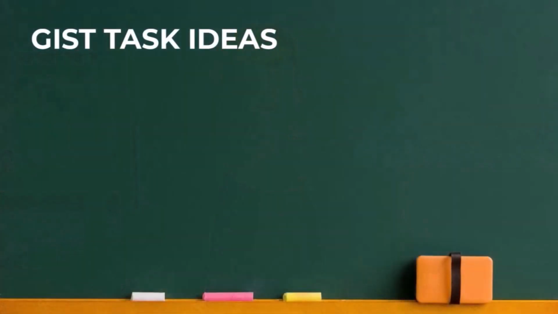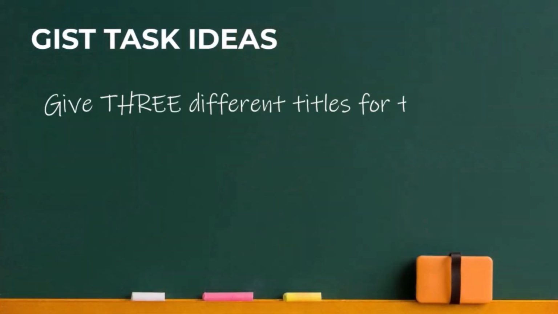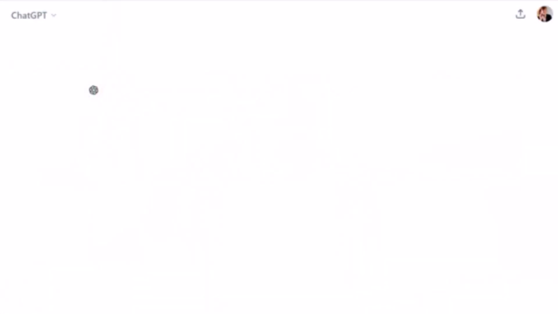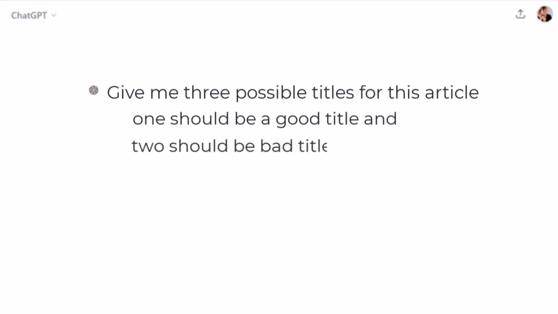The first one is to give your learners 3 different titles so that they read quickly and decide which is the best. You can, of course, make these up, but AI can take the back work out of it, leaving you to critically choose between the ideas it generates. I put the text into ChatGPT and asked it, give me 3 possible titles for this article. 1 should be good and 2 should be bad titles, and this is what I got.